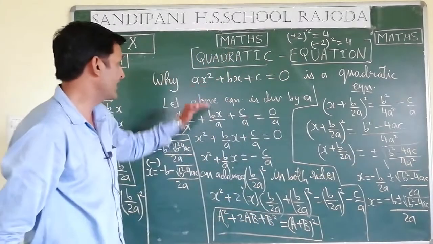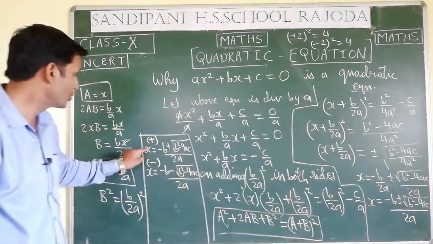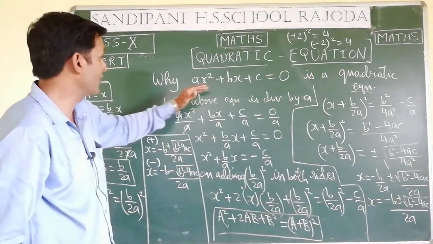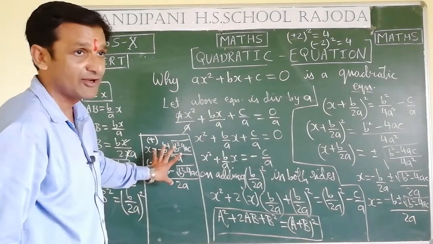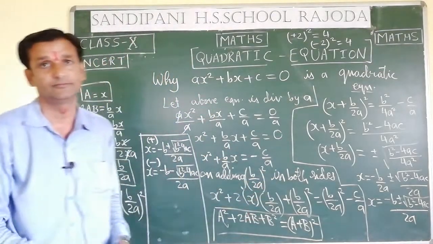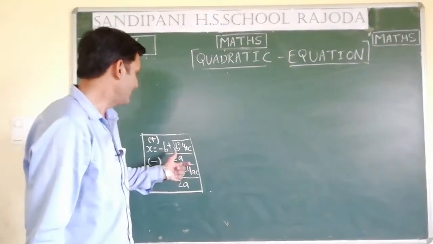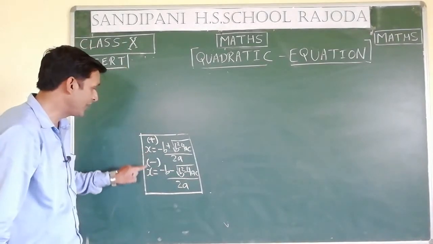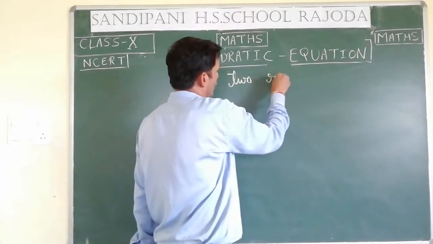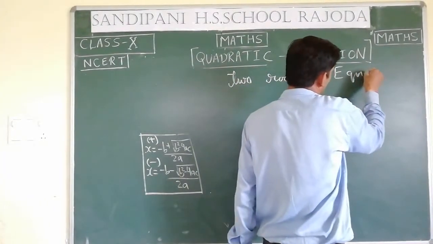And in this way we can say that it is the standard form of the quadratic equation, as it is having two different values of x. So it is called the quadratic equation because it is having two values, and those two values we have determined also here. We have got these two values. Now let me tell you one more thing, that these two values are called two roots of the equation.